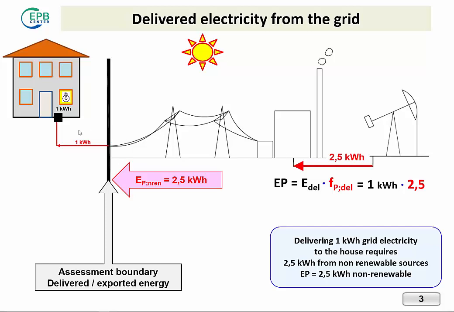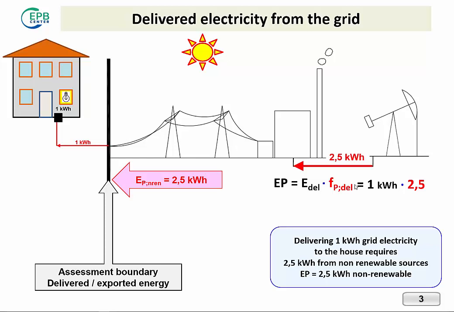Here, for example, if we need 1 kWh electricity, we take into account that in the middle between the source and the delivery point, you have the efficiency of your generation and distribution system of your grid. So a typical value is 2.5 for electricity. For each kWh delivered, you draw from the source 2.5 kWh. So the energy performance in this case is the delivered energy, 1 kWh, times the conversion factor 2.5.